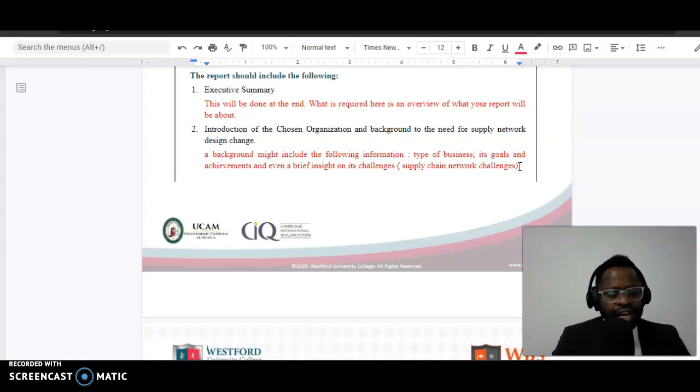So just recapping one more time, a background might include the following information which I have here, and a brief insight of its challenges. And these challenges must be discussed in the context of the supply chain network, in particular how the supply chain network is structured, where their distributors are. So some companies might be having challenges with distributors in a particular region for whatever reason, might be quality issues or shipping challenges and so on, right?